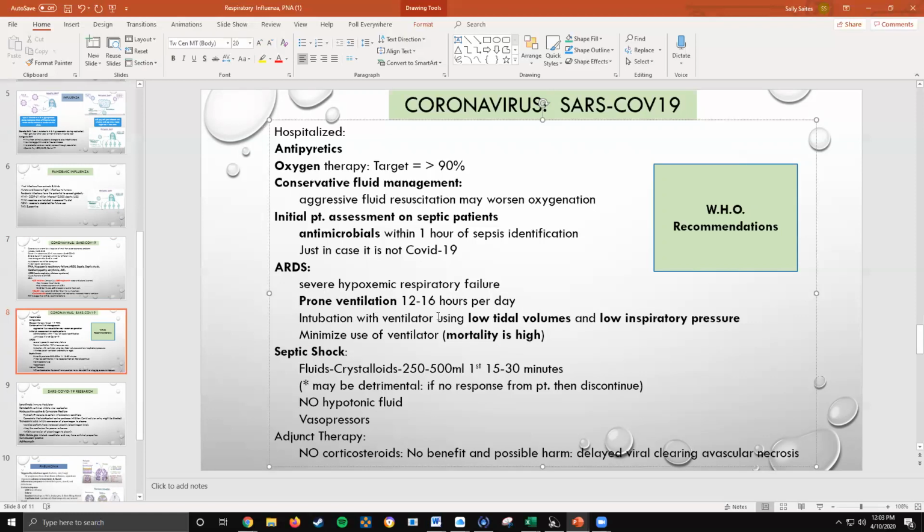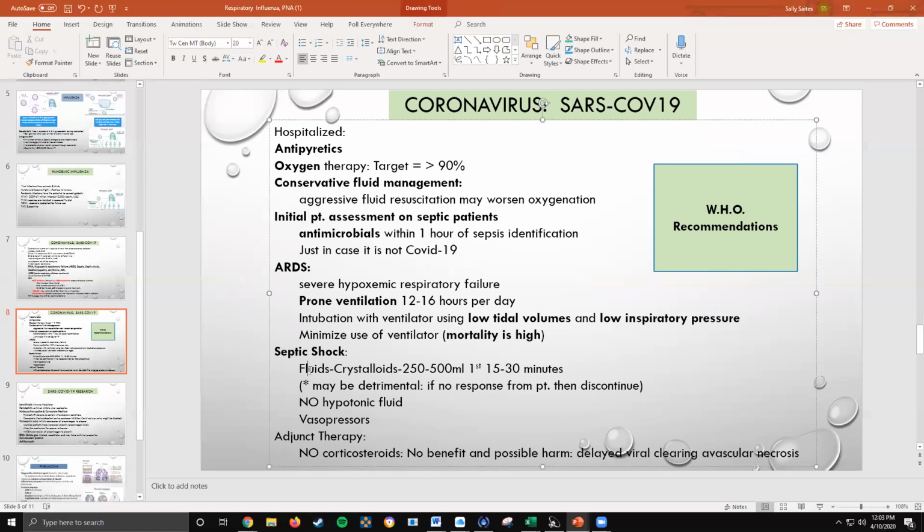With intubation, using a ventilator, they are suggesting low tidal volumes and low inspiratory pressure. So with this right now, they're finding that that is minimizing the mortality rate. Okay, so using low volume and low pressure. So don't increase the pressure just because their oxygenation is lower. Try other things.